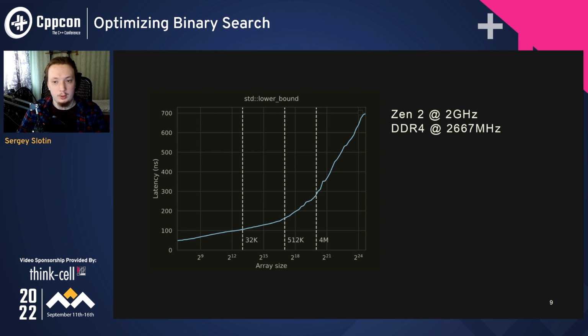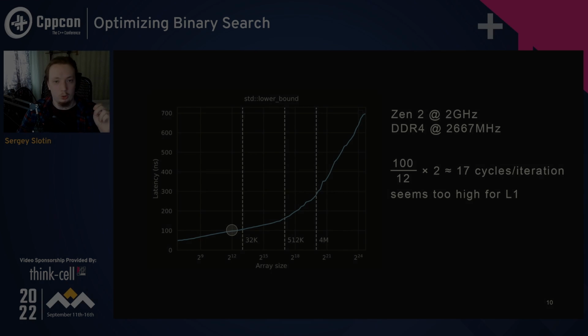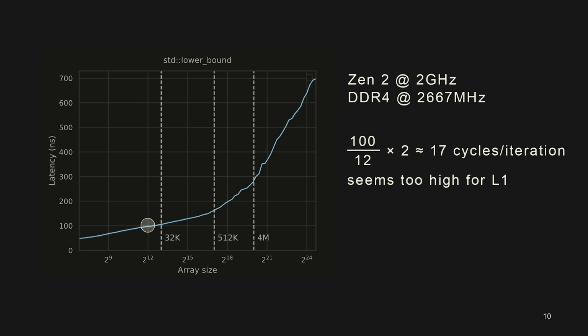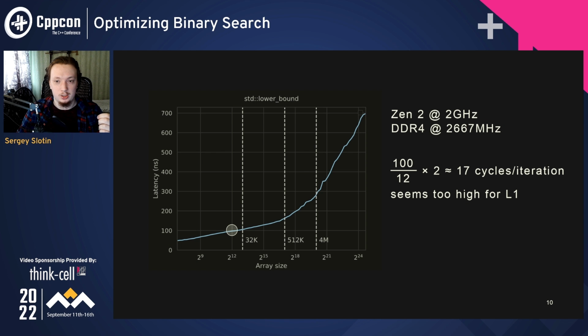Here, the entire array fits into the L1 cache, the fastest cache layer. If we take any point on it, for example, this one where the array size is 2 to the 12th, or roughly 4,000 elements, it takes about 100 nanoseconds to process the entire array. If we interpolate how many CPU cycles are spent on a single iteration of the algorithm, we need to divide these 100 nanoseconds by 12, the number of iterations, and multiply by 2 gigahertz, which is the clock frequency of the CPU that we're running the benchmark on.